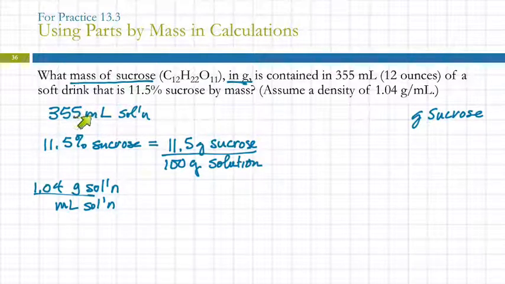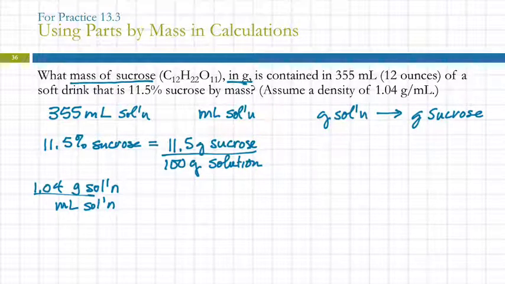So again, we're going to look for the unit that's simple, just a single unit. Here we have per units, this per that, this per that. Those are generally going to be conversion factors. So if I start with milliliters of solution, because that's what this unit is, I'm trying to get to grams of sucrose. Well, this term has grams of sucrose in it. This relates grams of sucrose to grams of solution. So if I had grams of solution, I could use that percentage to get to grams of sucrose. How do I get from milliliters of solution to grams of solution? The density.